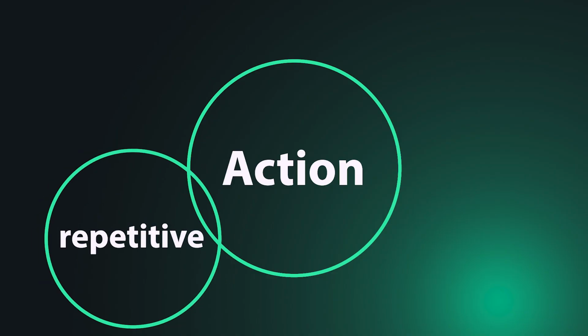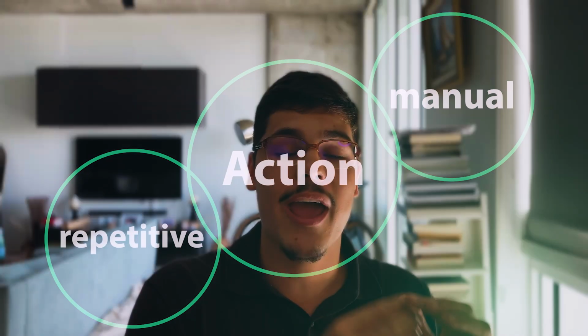Now, as we move on to the second part, which is the action, the action is basically that repetitive and manual work that you are doing and that you want ClickUp to do for you automatically. So it's as simple as that.